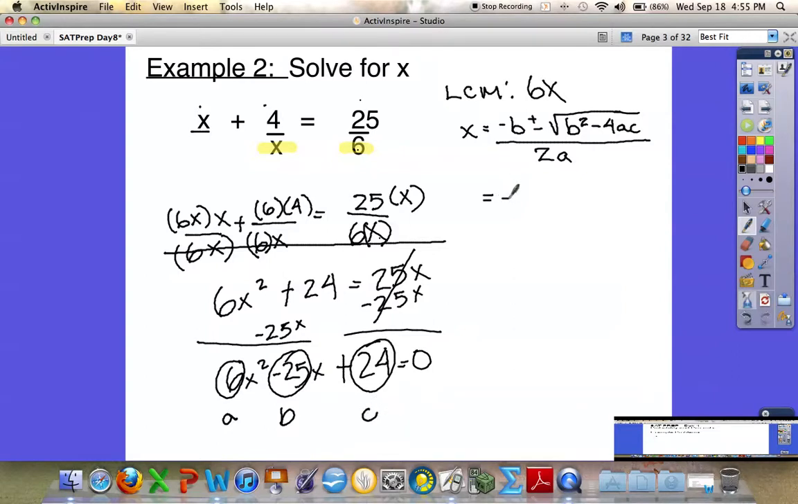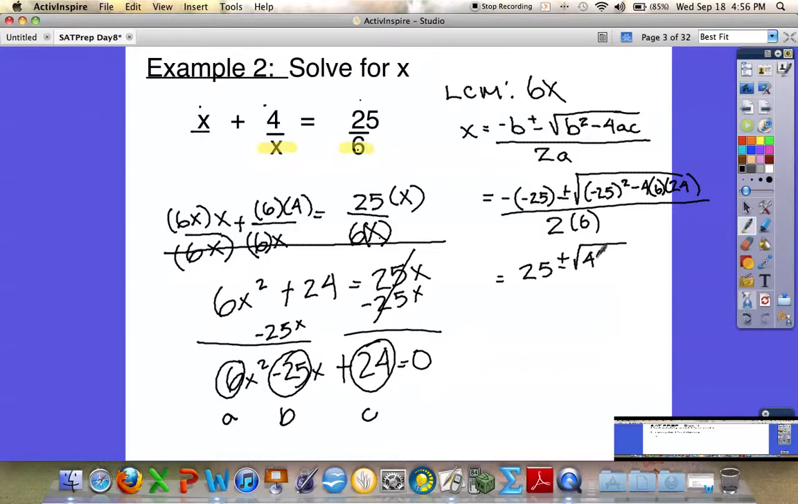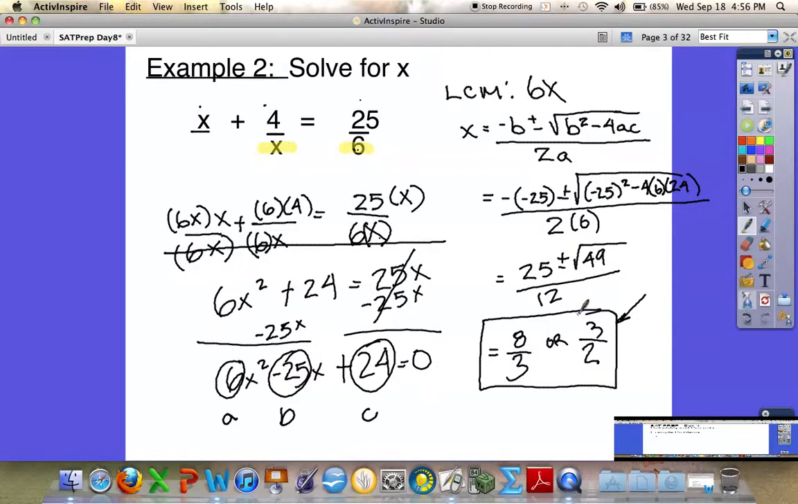So if I plug those in, I get negative b plus or minus the square root of b squared minus 4 times 6 times 24, all over 2 times 6. And simplifying gives me 25 plus or minus the square root of 49 over 12, which gives me two solutions, 8/3 or 3/2. You want to check both, and you will find that both of them solve the original equation, so both of them are correct.